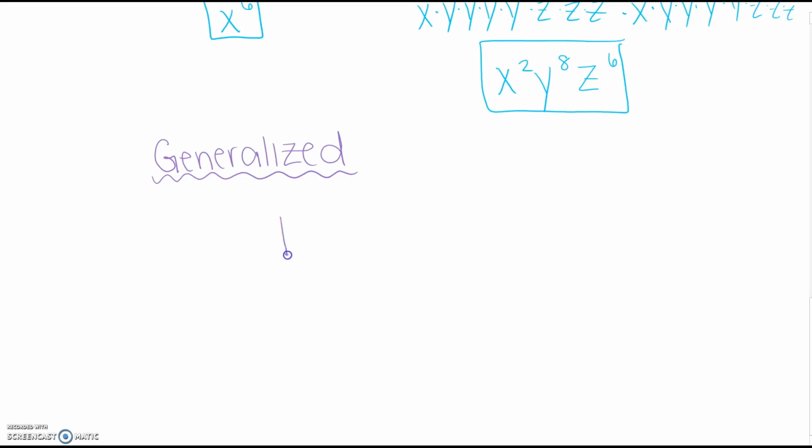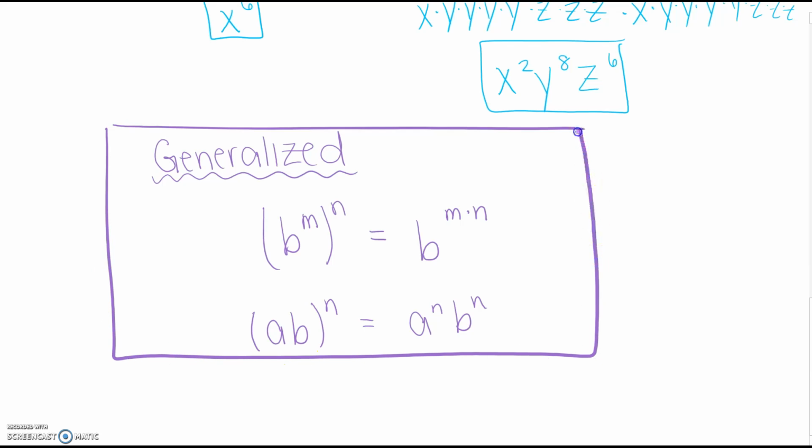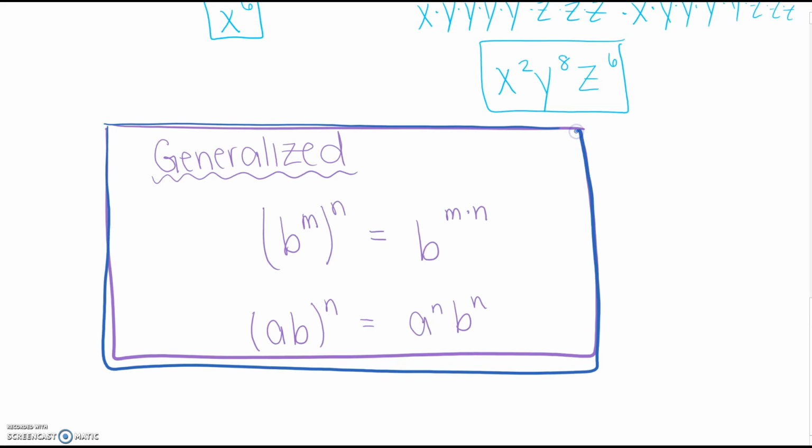If I have b to the m to the n power, that is the same as b to the m times n. Similarly, if I have different bases, if I have a times b to the power of n, it's the same as a to the n, b to the n. Remember, this is not distributing. This is the power property.